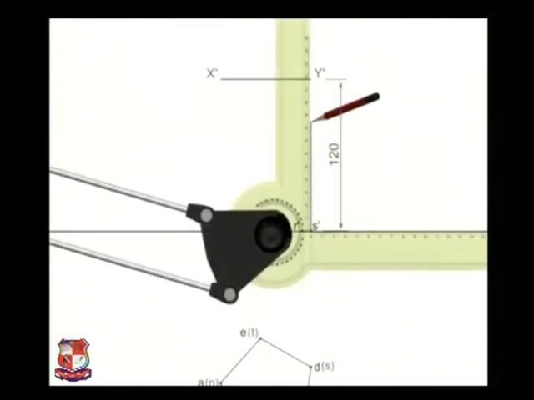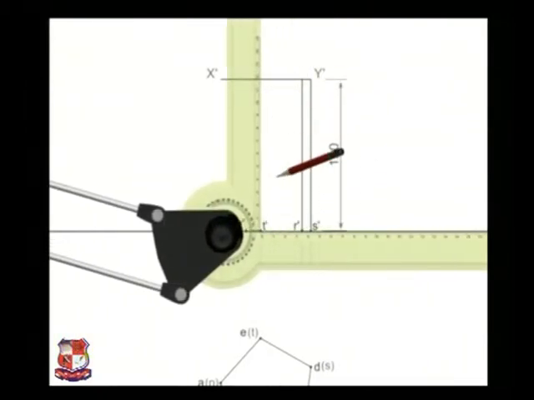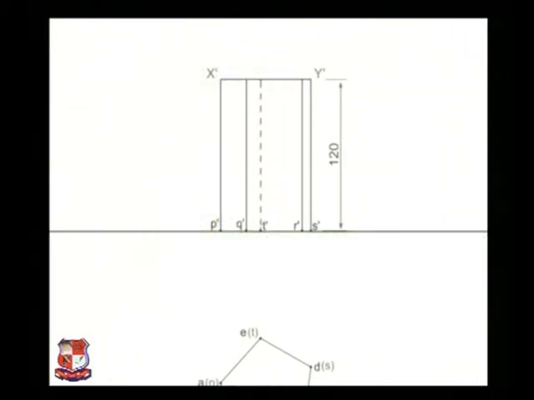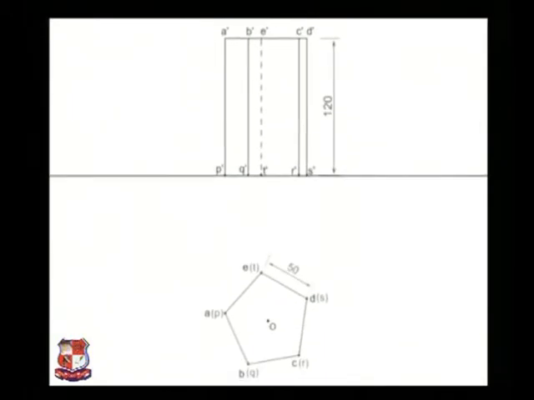After that, project the base points vertically to intersect line X dash Y dash at points A dash, B dash, C dash, D dash and E dash. Here A dash, B dash, C dash, D dash, E dash is the top face of the prism in front view. So, here we are with a complete view of the given pentagonal prism.